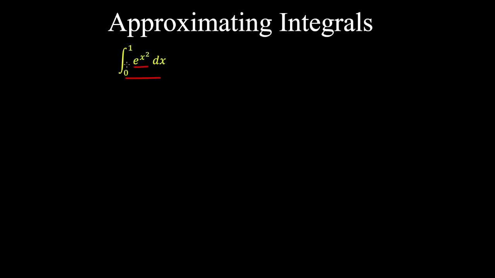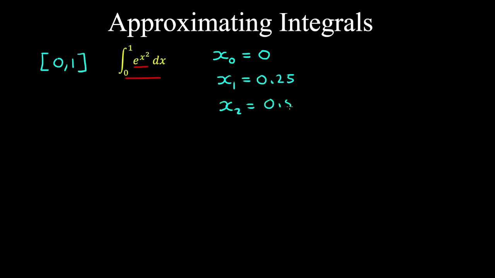And now let's break up our interval, where we're evaluating this integral, being from 0 to 1, into increments of 0.25. So we're going to choose our first x-coordinate at 0, our second x-coordinate at 0.25, our third one at 0.5, and then x3 is at 0.75, and finally x4 is equal to 1.